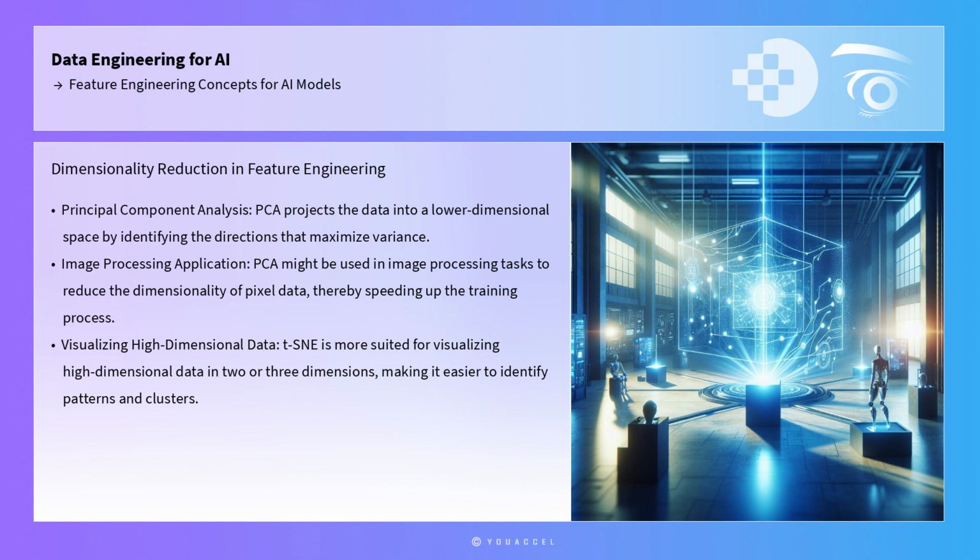Dimensionality reduction techniques, such as principal component analysis and t-distributed stochastic neighbor embedding, are also employed in feature engineering to reduce the number of features while retaining as much information as possible. PCA projects the data into a lower dimensional space by identifying the directions that maximize variance. In a practical scenario, PCA might be used in image processing tasks to reduce the dimensionality of pixel data, thereby speeding up the training process while preserving critical information. t-SNE, on the other hand, is more suited for visualizing high-dimensional data in 2 or 3 dimensions, making it easier to identify patterns and clusters.